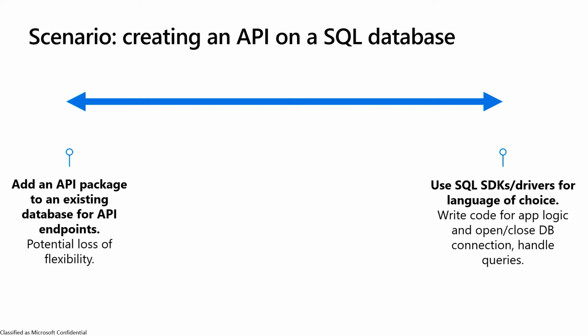Now, on the other hand, if you really need to be able to customize your APIs, you can use the SQL SDKs and drivers directly. You build your code for the app logic, so that's great customization ability, but then you also have to open and close the database connection and handle the queries. There's a lot of code to write there. If you need that level of fine-grained customization, that's a great option.